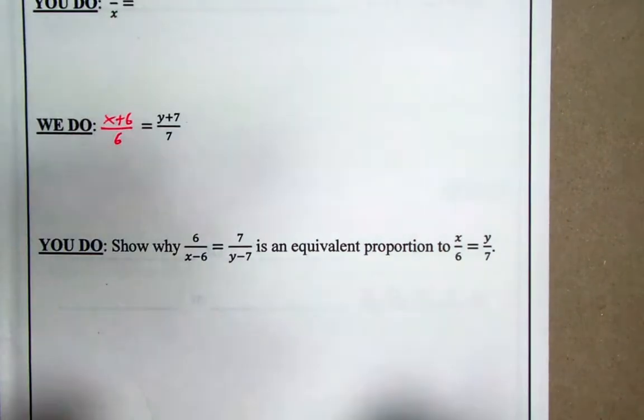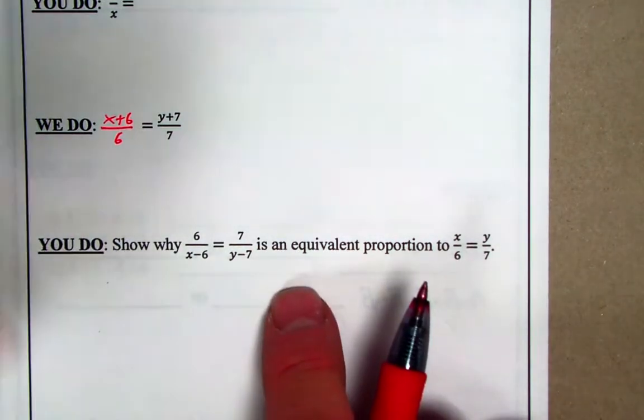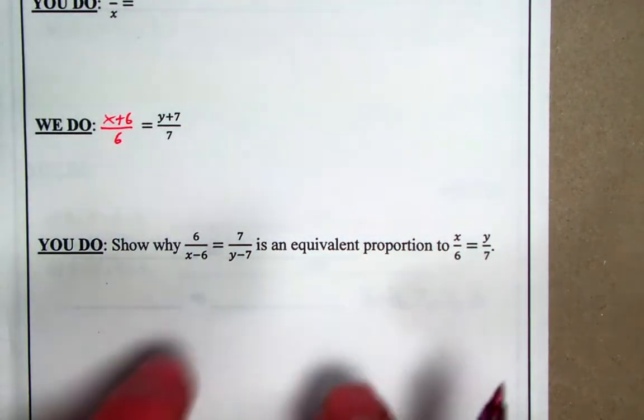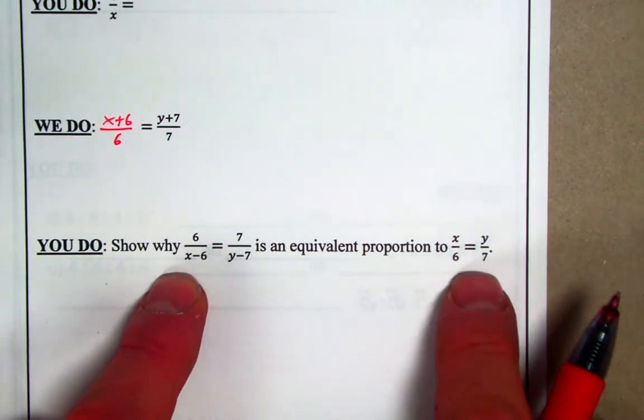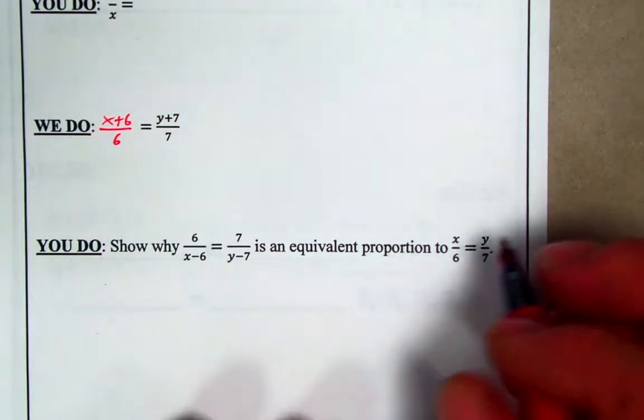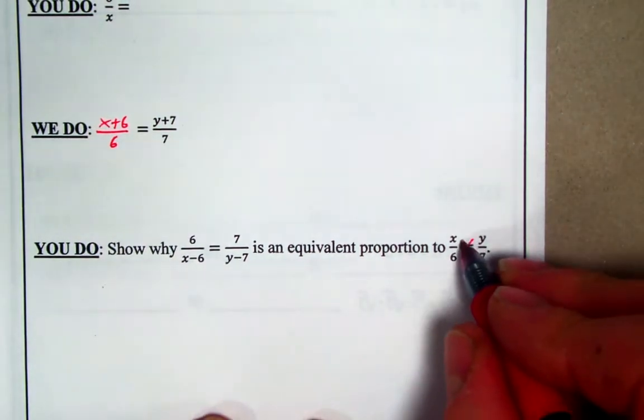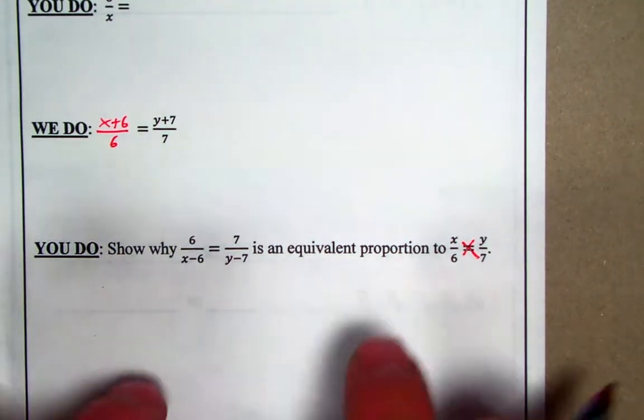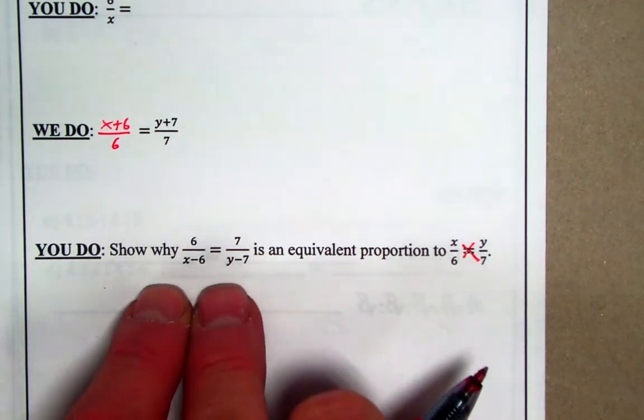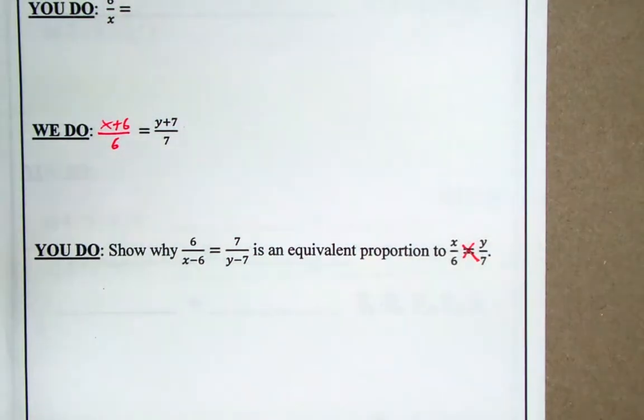Okay, and then in this problem, it says verify, or at least I want you to verify that this proportion is equivalent to this one. All you have to do is show that the cross products of this one are the same as the cross products of this one. Right? So just show the work, showing that they're the same, and that way you know they're equivalent.